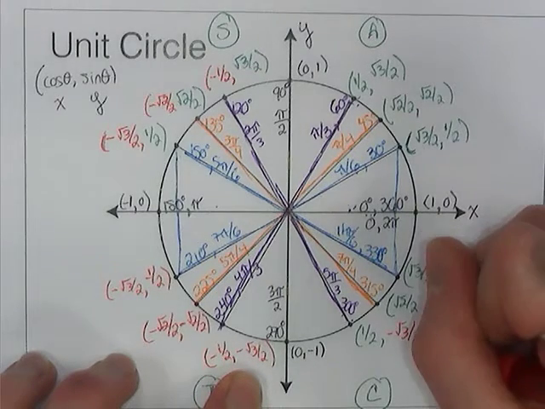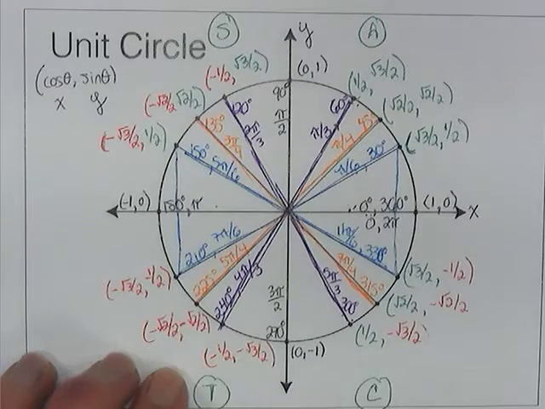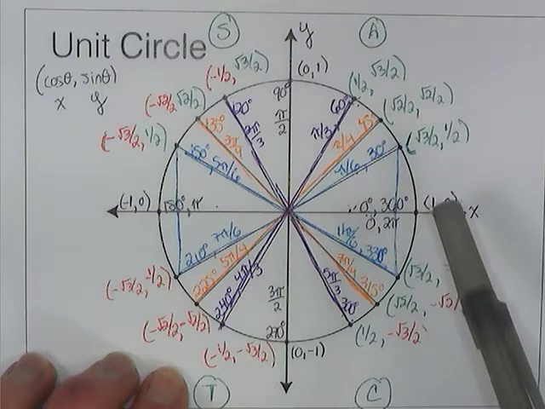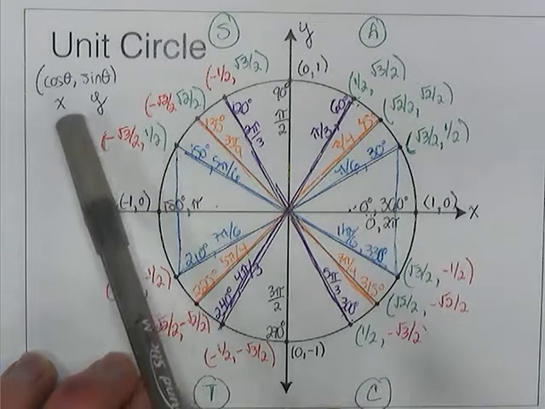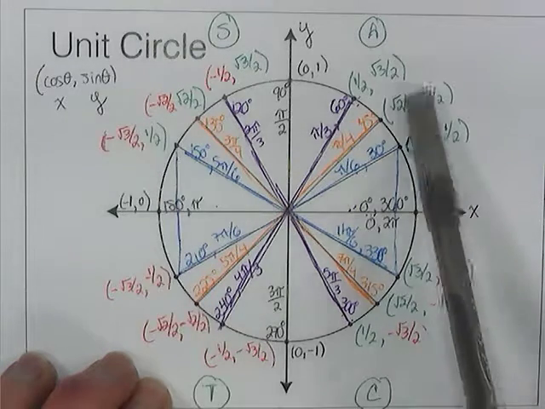So what you shouldn't try to do is memorize this entire unit circle. All you really have to know are the sine and cosine values for 30, 45, and 60 degrees, and then you just have to know that x is cosine of theta and y is sine of theta, and that will give you all of these.